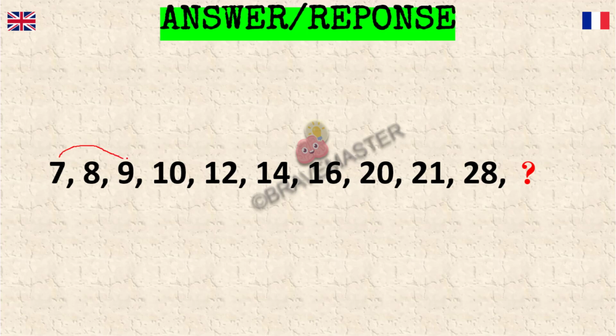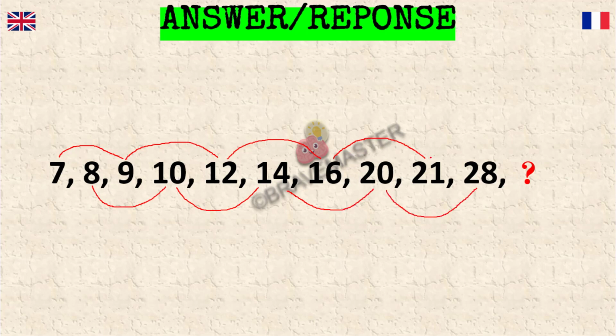So yeah, 7 plus 2 equals 9, 9 plus 3 equals 12, 12 plus 4, 16 plus 5. Actually, if you take 8, then it's plus 2 here, plus 4, plus 6, then plus 8. So the next one in the sequence will be this one.